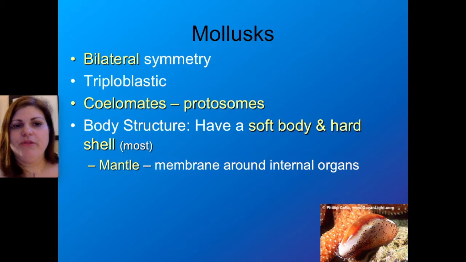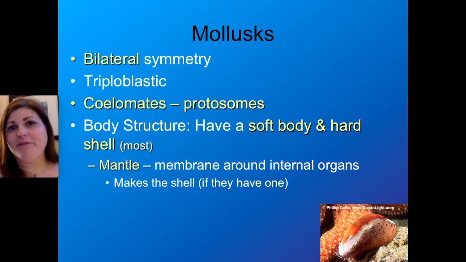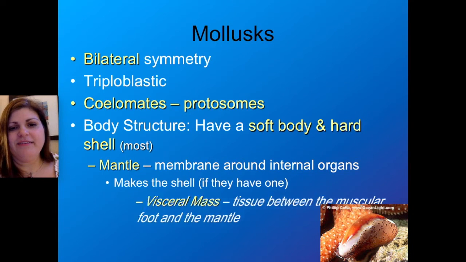So the main structures they have, besides many of them having a shell, is that all of them have what we call a mantle. So a mantle is a membrane that covers their internal organs. Part of the job of the mantle is to create the shell if they have one. The area where their organs are is known as the visceral mass.